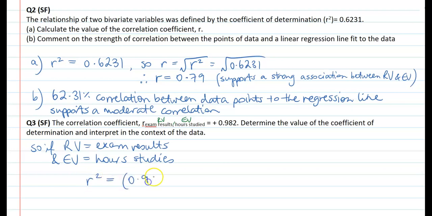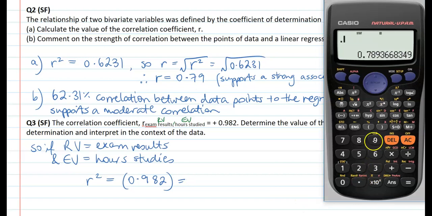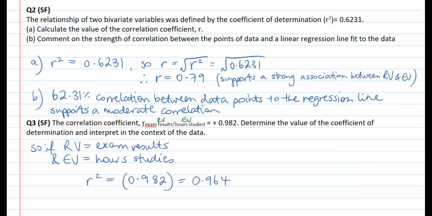So I'll just document those facts, and then from there we're after our coefficient of determination, so we're just squaring the 0.982, and we get 0.964. Converting that into a percentage, that means that 96.4% of the variation we see in exam results can be explained by the number of hours studied.